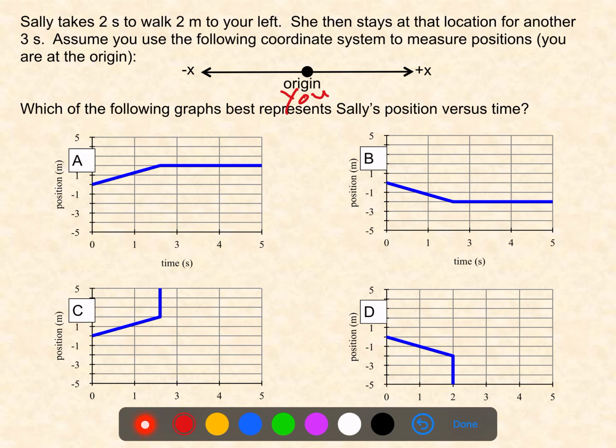And Sally moves to your left. For 2 seconds, she walks to your left. And we want to represent her motion through a position versus time graph. After she walks that 2 meters in 2 seconds, then she stands still for another 3 seconds. So what does that look like on a position versus time graph?